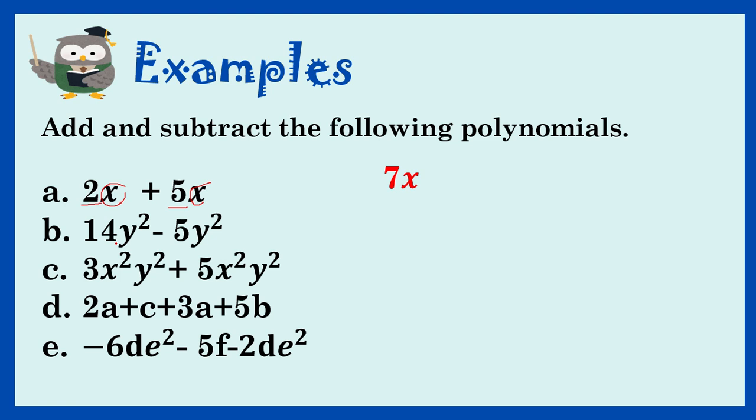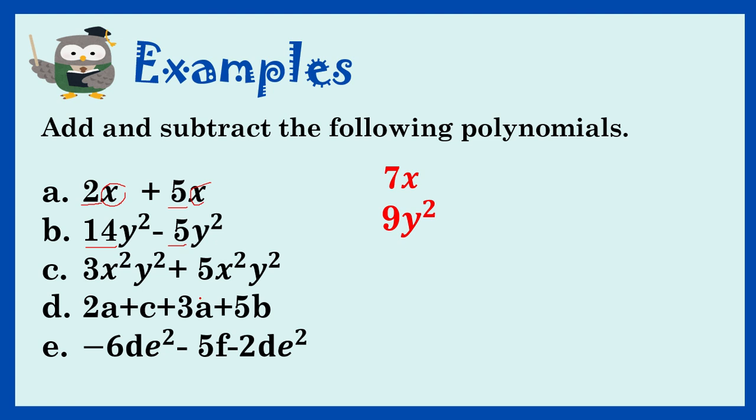Next, 14y squared minus 5y squared. O, magsasubtract naman tayo dito. So, ang gagawin mo lang ulit, 14 minus 5, that is 9. And yung y squared, since parehas ng variable, kokopyahin mo lang din ulit yun. You'll just have to copy. Kaya nga sabi natin doon kanina, kino-combine lang natin ang like terms.